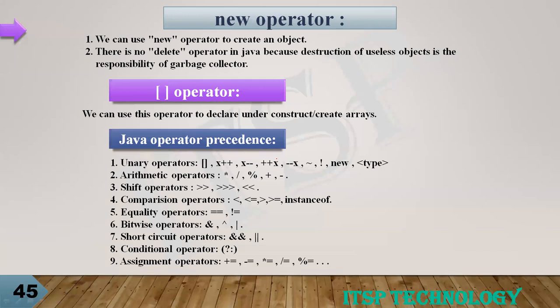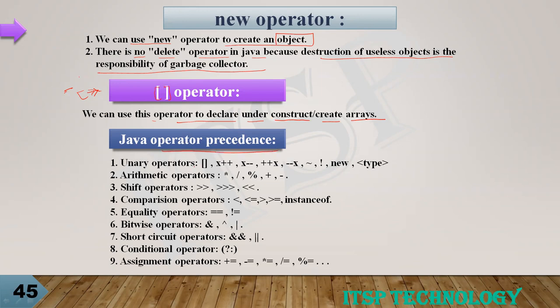So now we have the new operator. We can use the new operator to create an object in Java. There is no delete operator in Java because destruction is the garbage collector's responsibility. We are not responsible for deleting that object in Java. We can use this operator to declare and construct an array.